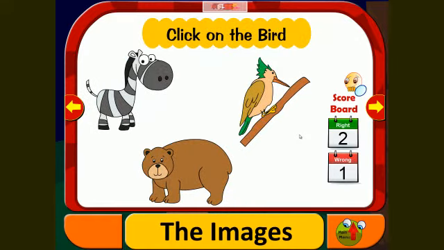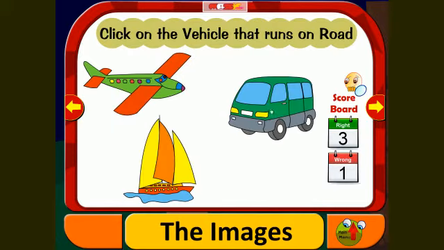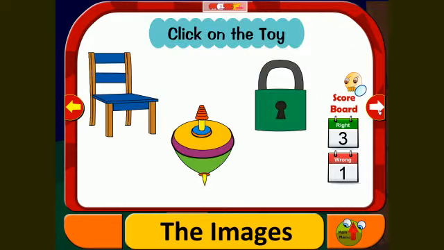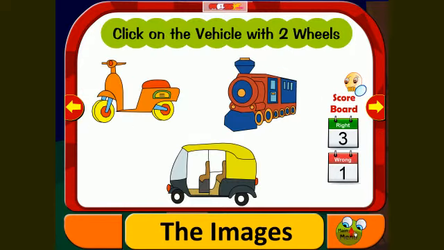Click on the bird. Correct. Click on the vehicle that runs on road. Click on the toy. Click on the vehicle with two wheels.